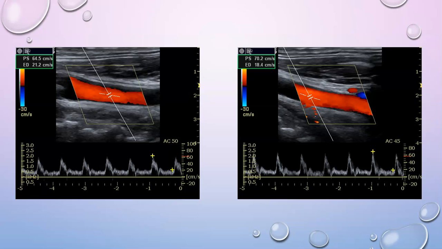Now we have utilized this ability to see the anatomy and put an angle in it, and this has made our velocity measurements possible. And so if you get a carotid done at one lab, it should be very similar to one done at another lab. And that's been the main goal of Doppler angle correction.